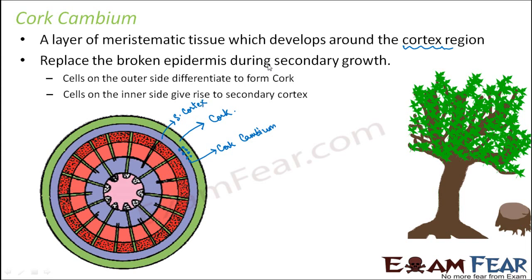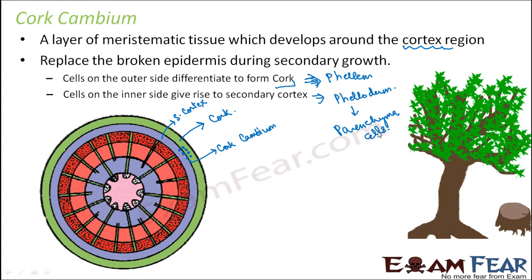Now this cork is also known as, another term which is often used for cork is phellem. And another term which is often used for secondary cortex is phelloderm. So what is this secondary cortex? Secondary cortex is nothing but it is made up of parenchyma cells.